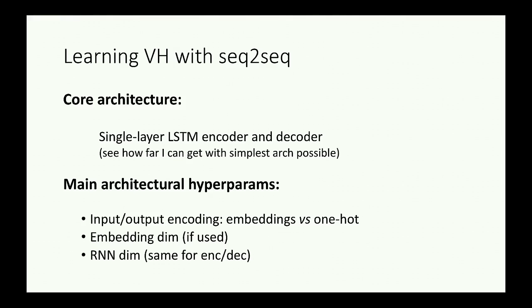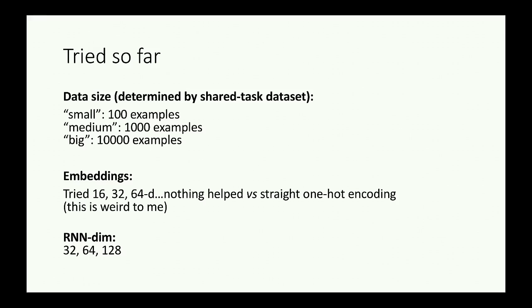Did I see a hand go up? No? All right. What I cared about, at least initially, is I want to see if I can do something with a sequence-to-sequence architecture. I'm going to start with the simplest architecture I can. So, single layer LSTM on the encoder and the decoder side, roughly the same size, super basic, kind of dumb. And then what are the things that I care about? The main architectural hyperparameters, there's a bunch more stuff, but how do I encode my inputs and outputs? Do I use embeddings? And how big is the RNN layer? So I'll say a little bit more about that, I think. What have I tried so far?